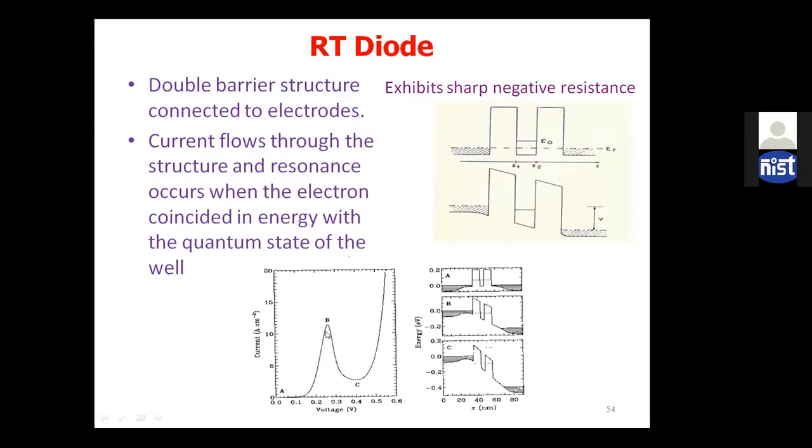The B position is the maximum current. Similarly, if you further increase the field, that energy level will again move down. So now there is a mismatch in energy, so again the current will decrease. So this region between B and C can be used to obtain negative resistance, which is used for high frequency operations, that means for oscillators. So this structure exhibits sharp negative resistance as current flows through the structure, and a resonance occurs when the electron coincides in energy with the quantum state of the well.